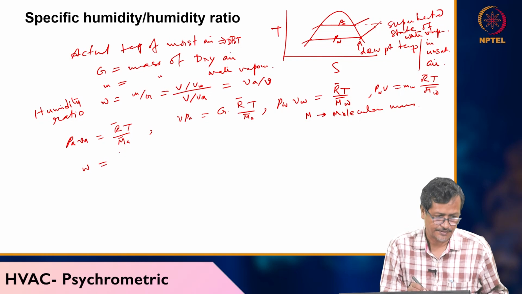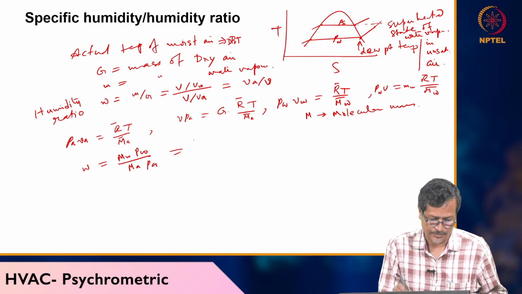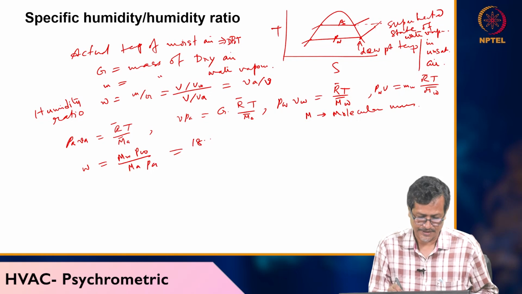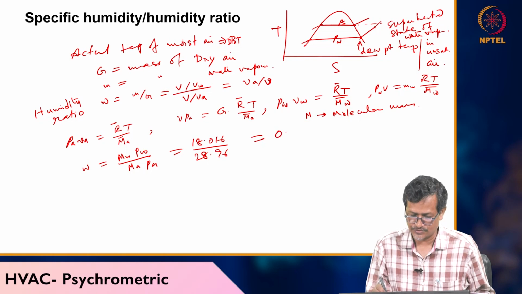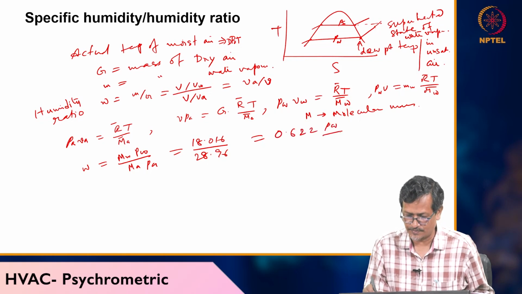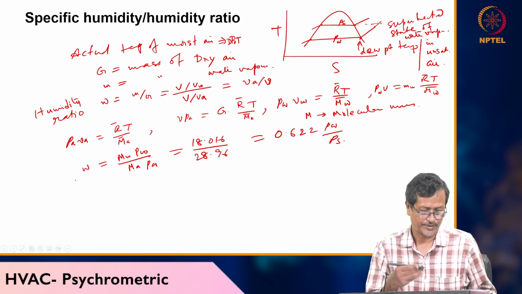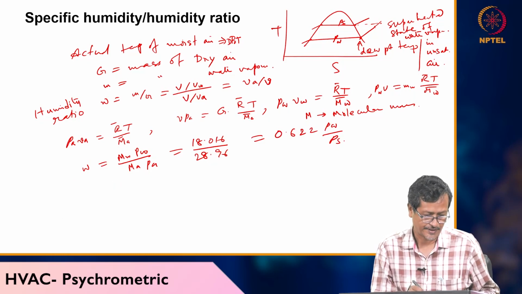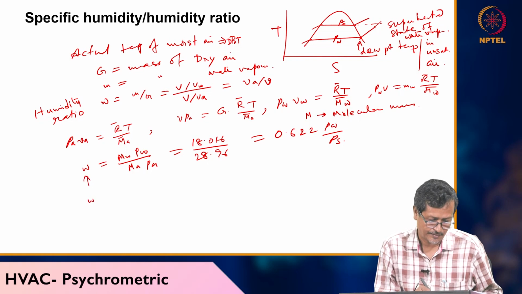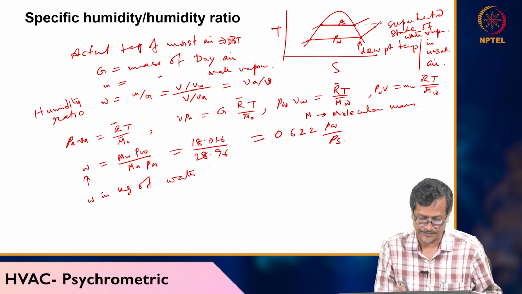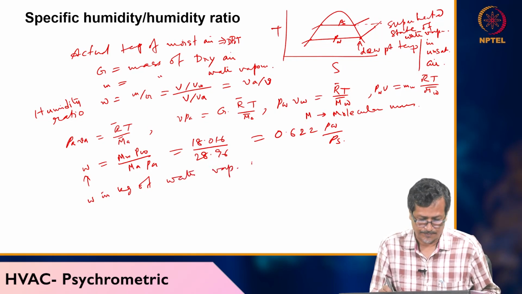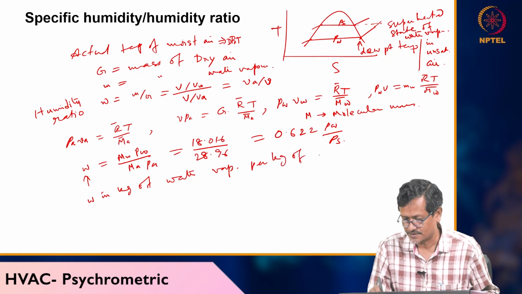Now the specific humidity ratio. So W equals MW PW by MA PA, with molecular masses 18.016 divided by 28.96. So it comes to 0.622 PW by PA, when W is in kg of water vapor per kg of dry air.